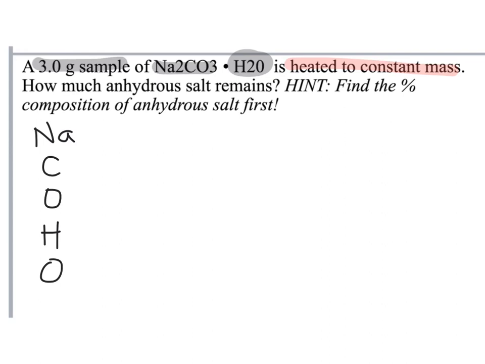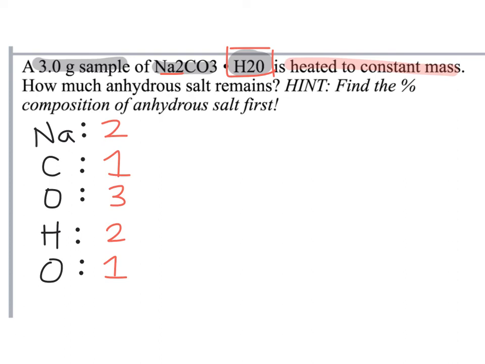We're going to do this the same way that we've been doing it. I'm going to say, alright, I have to identify how much of each of these I have, so I'm going to go and I'm going to say, well, I can tell that there's this 2 applying to the Na. So 2 of those, 1 carbon, and 3 oxygens. Then over here I'm going to have 2 hydrogens and 1 oxygen because of this part right here.